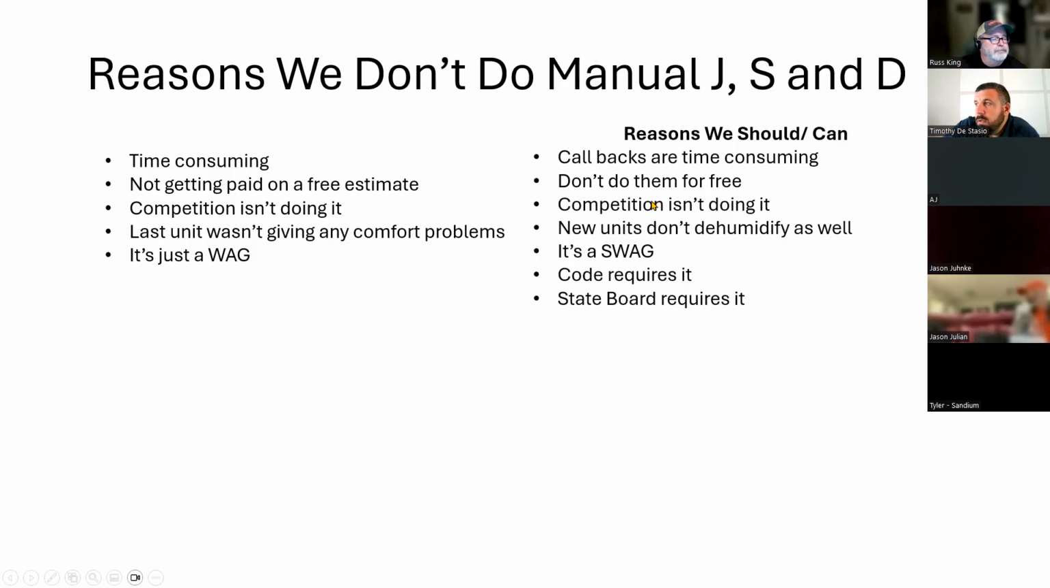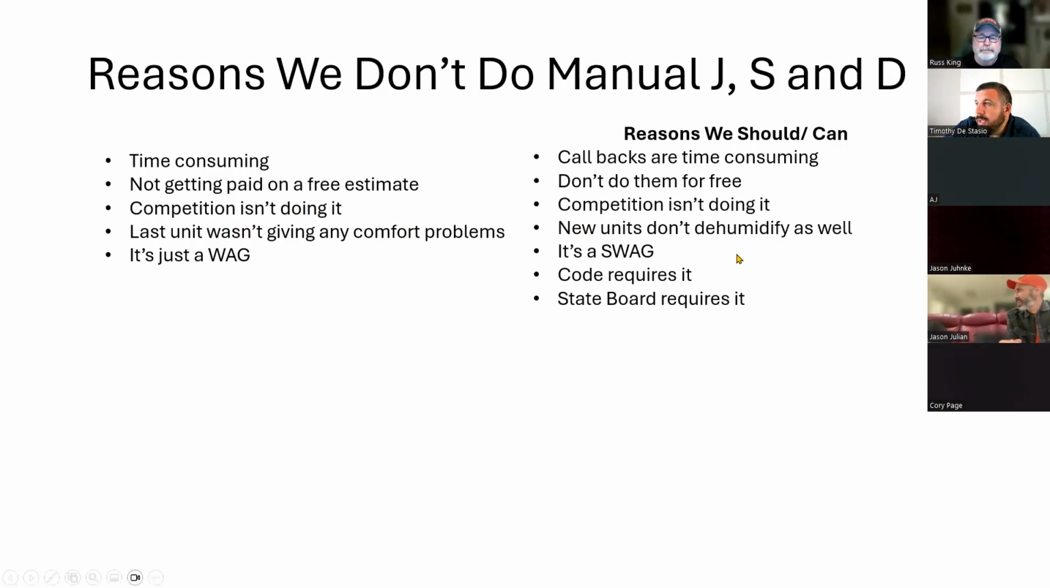We're not asking you to. Yes, your competition isn't doing it. So yeah, that's exactly the reason why you should, because your competition isn't doing it. New units don't dehumidify as well, so just because the old 12 SEER R22 unit was dehumidifying just fine doesn't mean your new unit will. And it's not really a wild assumptive guess. We're adding some numbers in there so we can call it a scientific wild assumptive guess. We're taking some of the assumptions out of the process.